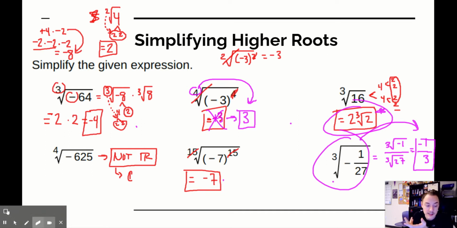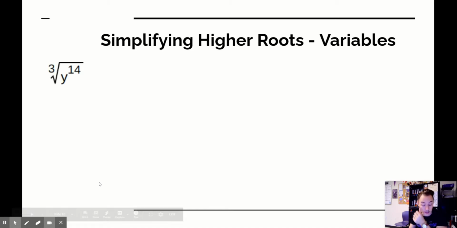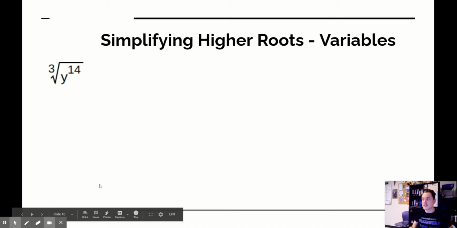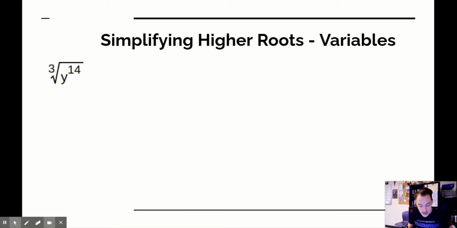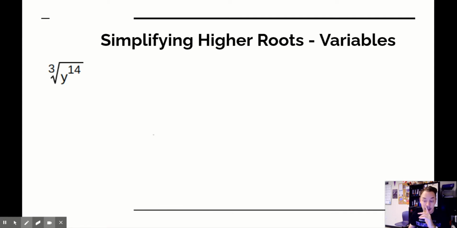Okay, let's erase. Let's actually get to some variables. Now that's the basics of how to simplify higher roots. How do I simplify higher roots with variables in them? This is actually hardcore Algebra 2 stuff. So let's get started. How can I simplify higher roots with variables?